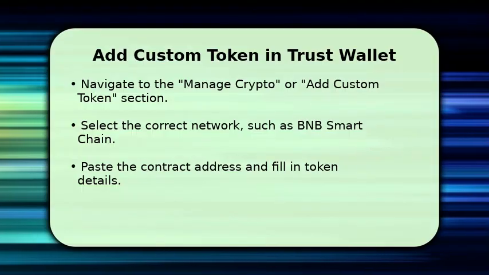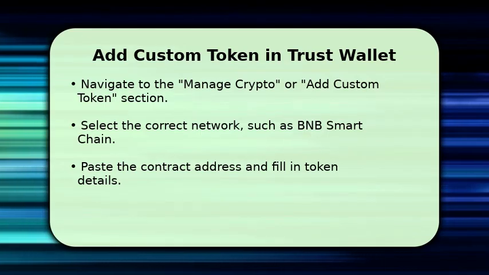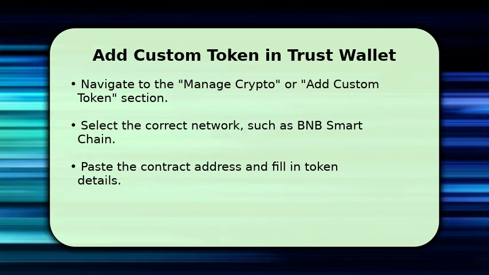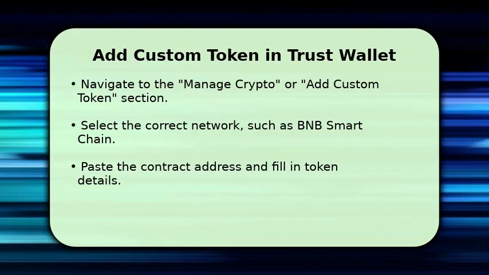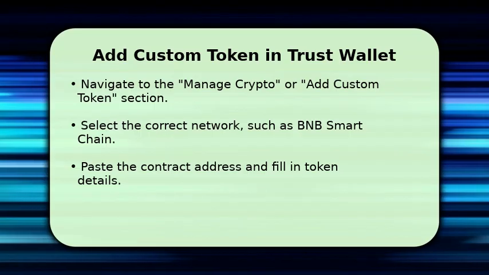With the Alpha Network details in hand, open Trust Wallet and go to the main screen. Tap the icon in the top right corner to access the token search, then scroll down to add custom token. Change the network to the correct one, like BNB Smart Chain. Paste the contract address, then manually enter the token name, symbol, and decimals you gathered. Finally, tap Save or Import.